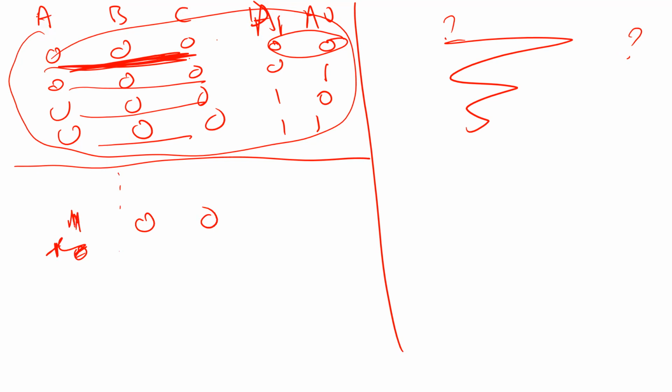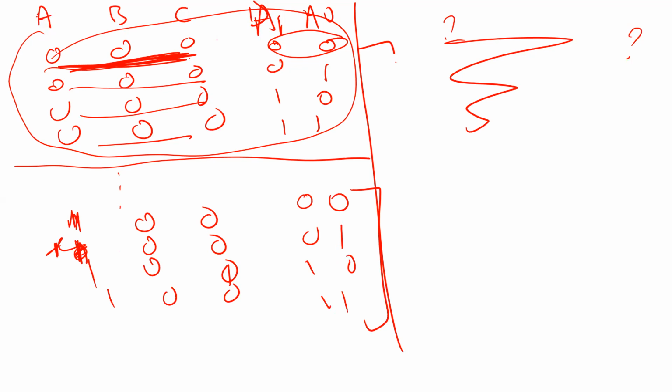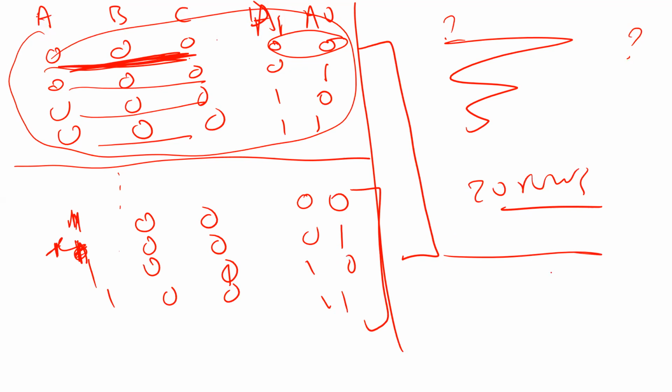And for this one, again, it is repeated 4 times. Here we have 0, 0, 0, 1, 1, 0, 1, 1, 4 times. So in total, that's what I'm saying, you have 20 rows. You need to fill up these 20 rows from the state diagram. That's very easy.